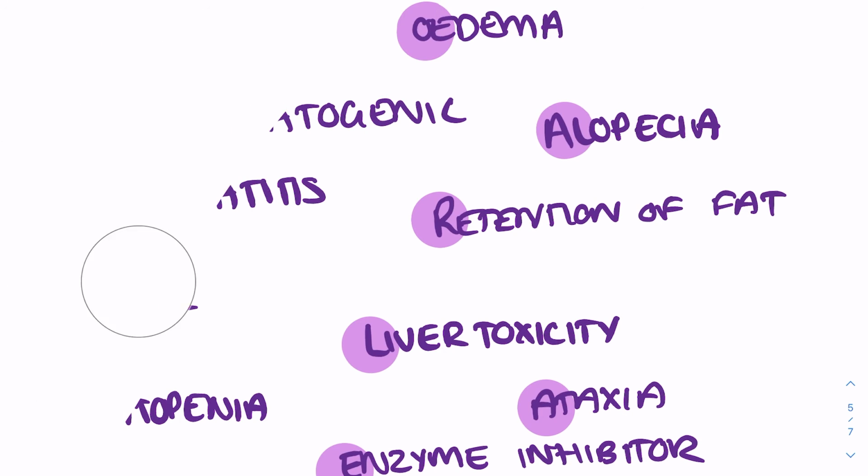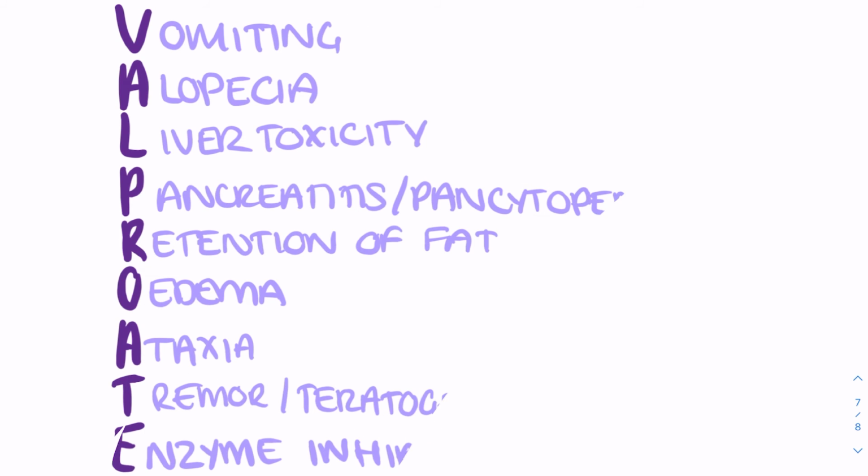You may have already been able to tell that that mnemonic is valproate. The V is for vomiting, the A is for alopecia, L is for liver toxicity, P is for pancreatitis and pancytopenia, R is for retention of fat, O is for edema, A is for ataxia, T is for tremor and the fact it's teratogenic, and E is enzyme inhibitor.